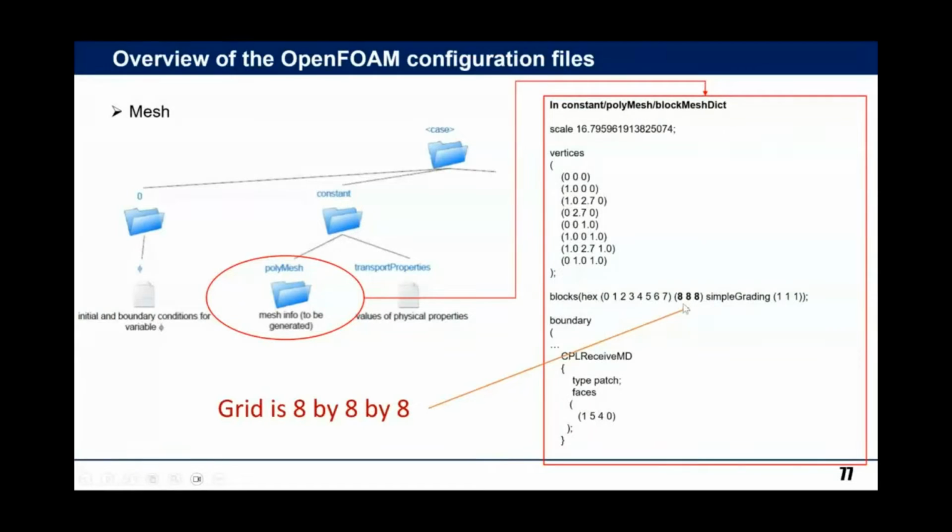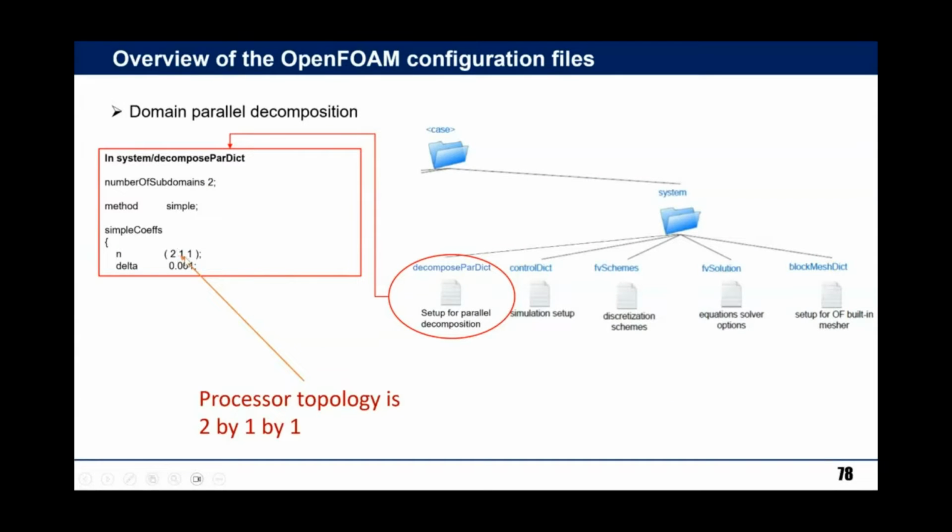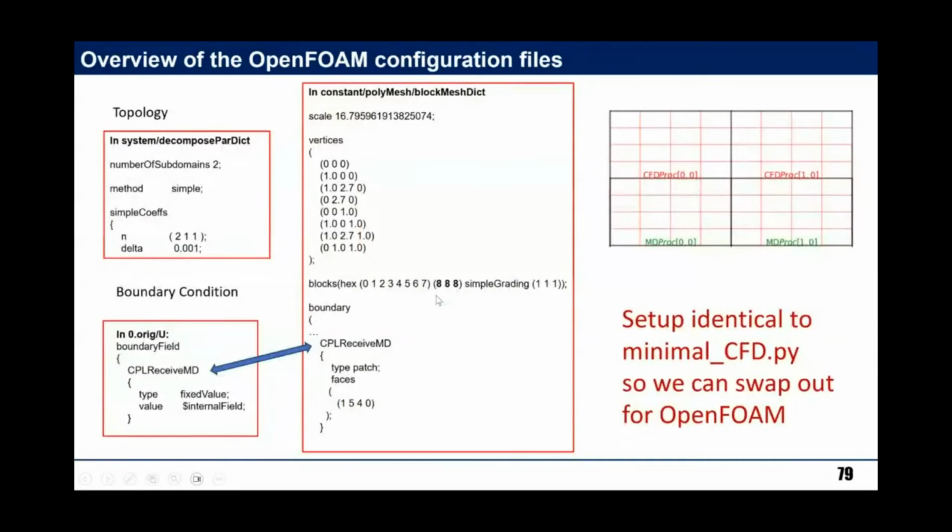So this will be under polymesh. For uniform grid, you just want to make sure it's the same size. In this example, we're doing 8 by 8 by 8. And you want to make sure your processor topology is the same as your minimal MD code. And so we're just doing that setup there.